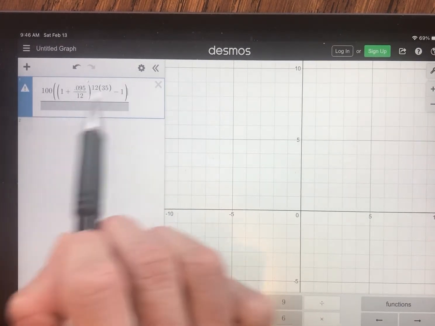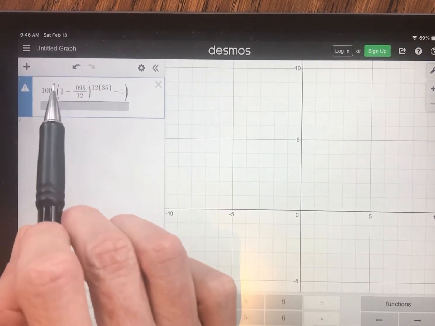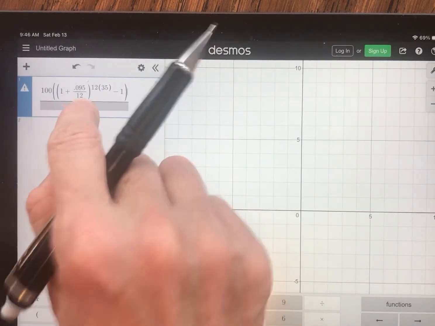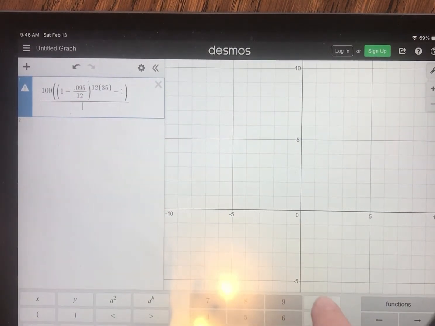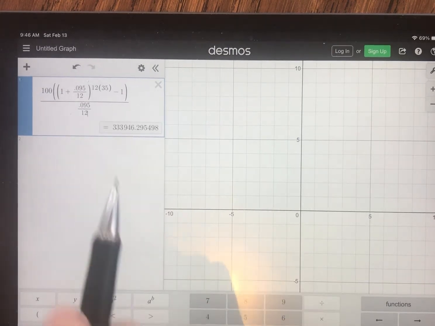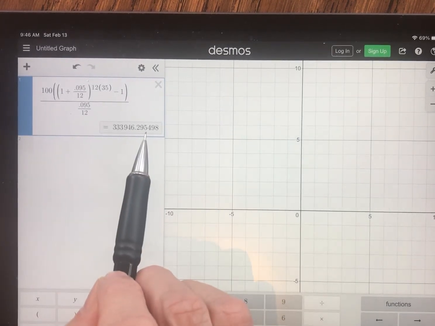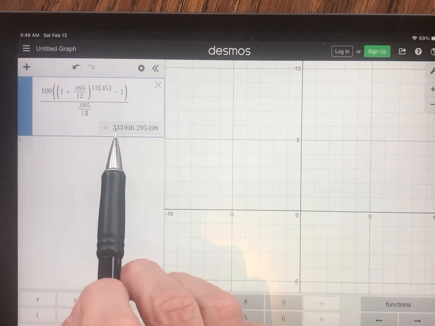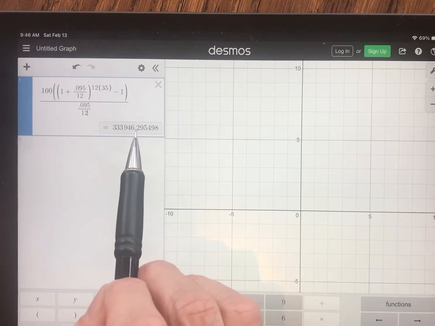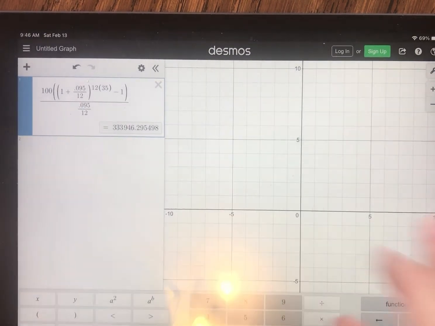Again, notice that Desmos has a little larger parentheses as the outer parentheses and a little smaller parentheses as the inner parentheses. The denominator is a fraction, so I'll put in a fraction. 0.095. Whoops, I forgot the point. 0.095, there we go. Over 12, and there you have it. Desmos gives us our answer right away. $333,946, and we'll round this to the penny. How about 30 cents? Huge amount of money.